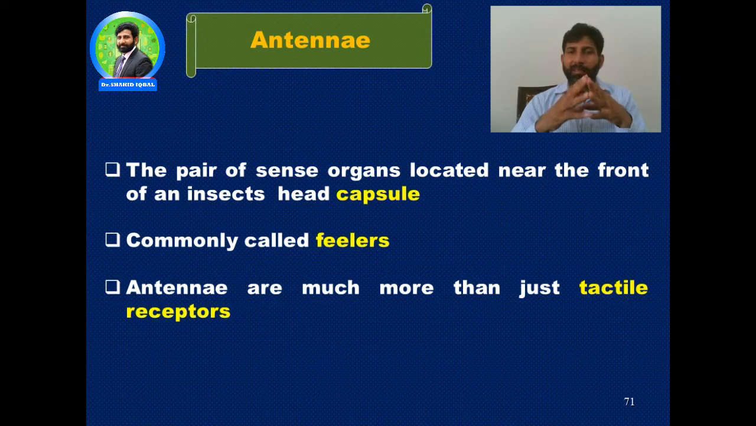A pair of sense organs located near the front of an insect head capsule. It must be a paired structure, not a single structure. These are commonly called the feelers. Antennae are much more than just tactile receptors. Not only are they tactile receptors, as I already told you, they also perform very specific, very precise functions in chemoreception, like the antennae of the silkworm moth.